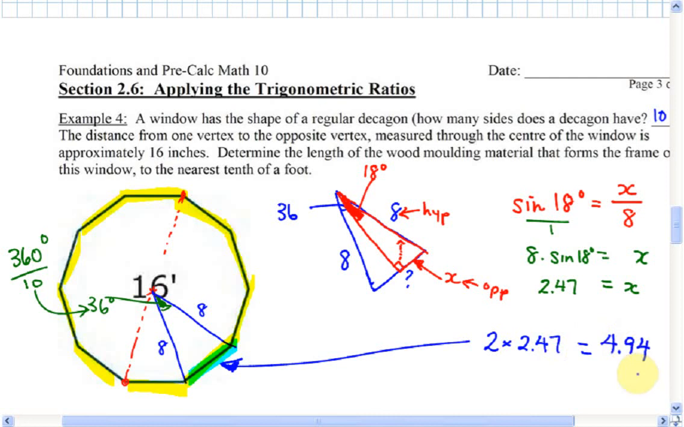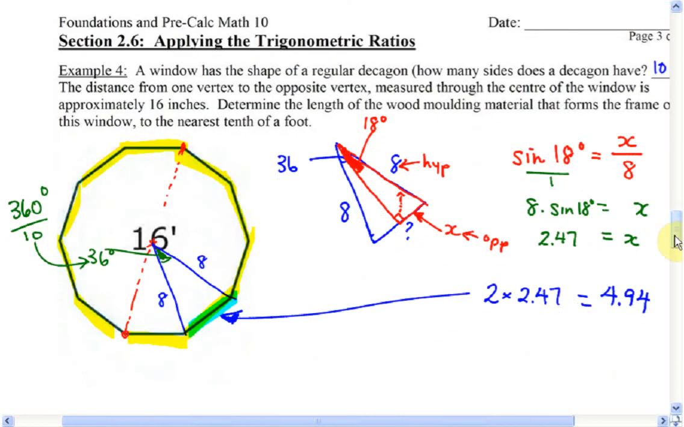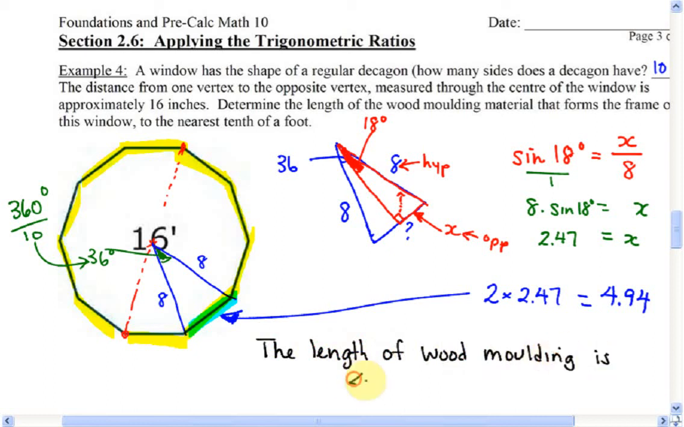That's still not done yet, right? Because my question said determine the length of the wood molding around the whole decagon. So the length of the wood molding would be equal to what now? The length of the wood molding would be that 4.94 times by, and I heard it, 10, because there are 10 sides. So I believe the answer is 49.4, and this is in inches. There you go. See how I tried to apply trigonometry to different things?